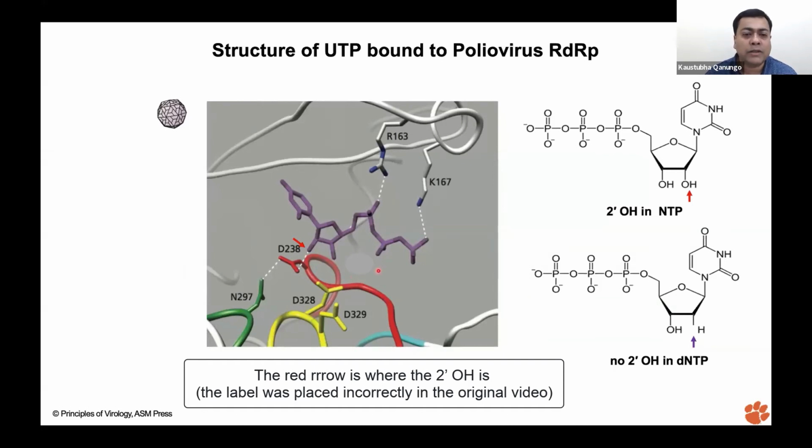So what you are seeing is a residue right here, D238, the aspartic acid, and it is forming a hydrogen bond with this hydroxyl. It may be a little bit obscure, so I will just explain right here. You have a 2' hydroxyl right here. In the dNTP, this O is not in there, but let's take a look at the structure first.